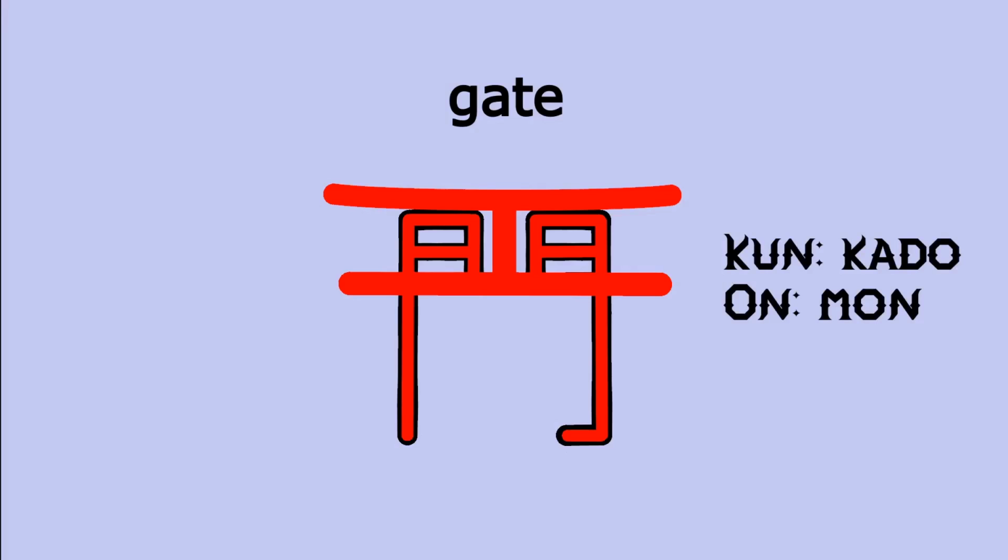We do not use the kun reading for gate because kado actually stands for corner, mainly for corner. We use the on reading for gate when talking about the gate, which is mon. And this is easy to remember because we have the gate that, like I said, is usually placed in front of a Shinto shrine. And who else is within the shrine? Usually a monk, thus mon. Gate, mon.